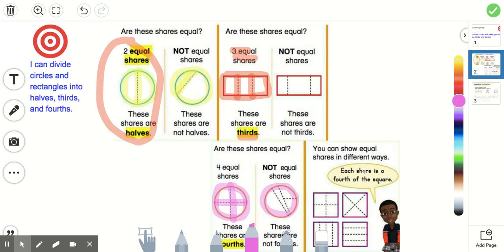Over here, we have different ways to show equal parts. Now, you can break up your square into fourths this way equally, and they're the same. Diagonally they're the same. Just vertically, up and down, they're the same. And horizontally, they're the same. So each share is 1/4 or a fourth of the square.